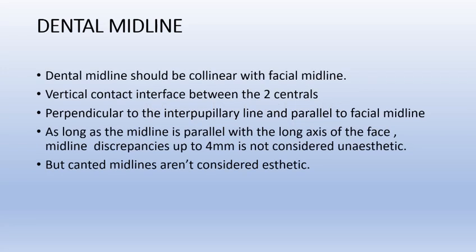Dental midline. The dental midline should be collinear with the facial midline, with the vertical contact between the two centrals perpendicular to the interpupillary line and parallel to the facial midline. As long as the midline is parallel with the long axis of the face, midline discrepancies up to 4 mm are not considered unaesthetic, but canted midlines aren't considered aesthetic.